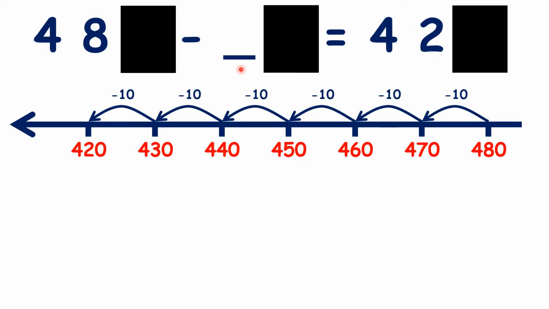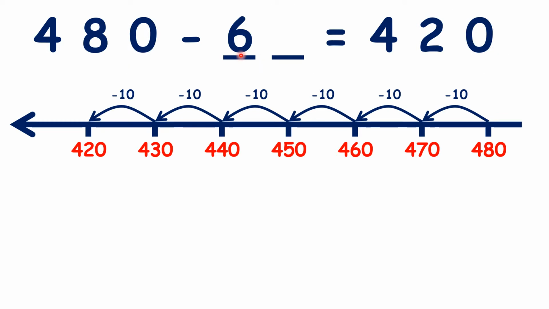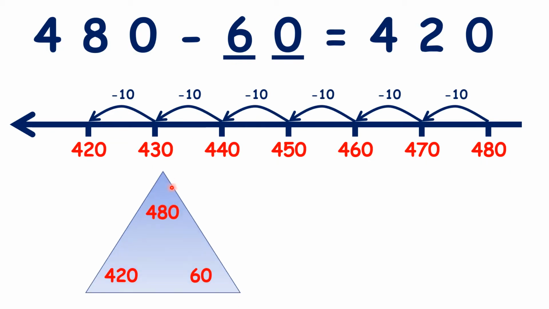Now you probably know, or you could probably work out, that 48 minus 6 equals 42. But we can't just write 6, because 480 minus 6 is 474, not 420. So we need a 0 after the 6 to show that we're not just subtracting 6, we're subtracting 6 tens. Do you remember number family triangles?